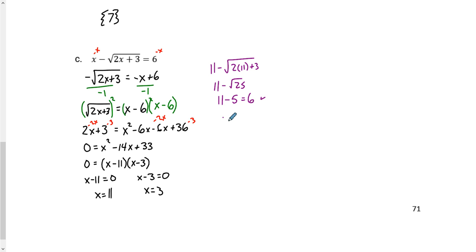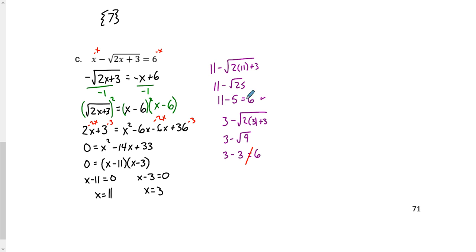What about 3? 3 subtract the square root of 2 times 3 plus 3, and I'm going to have to erase that. So 2 times 3 is 6, add 3 is 9, so 3 subtracting the square root of 9. Square root of 9 is 3. Does that equal 6? No, it definitely doesn't.